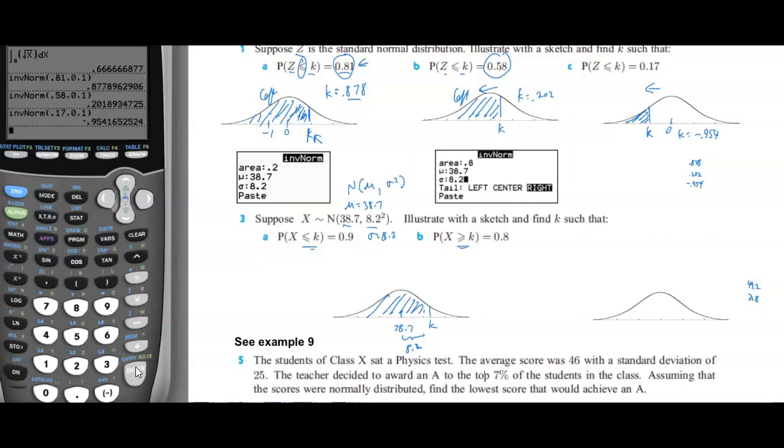We can, using inverse norm, of course, just like we did before. We're still doing a left-sided distribution, so we do second distribution, and then we do inverse norm, and we're going to type in 0.9 for our area, right? 0.9. And then instead of 0, 1, we're going to put 38.7 and 8.2 because that is our mean and standard deviation. And then we hit enter twice. And the answer is 49.2.